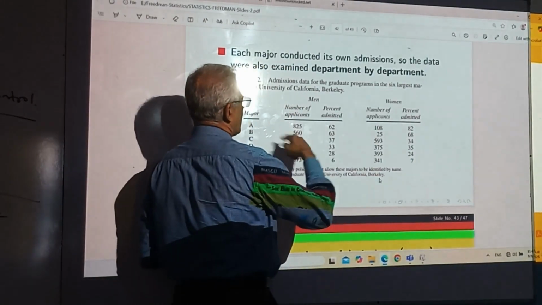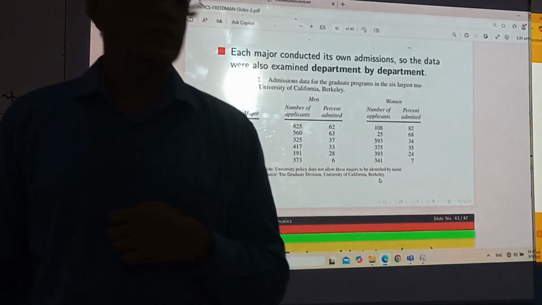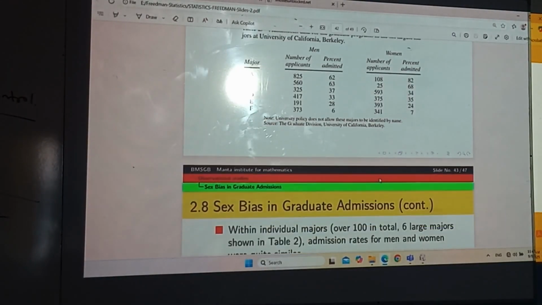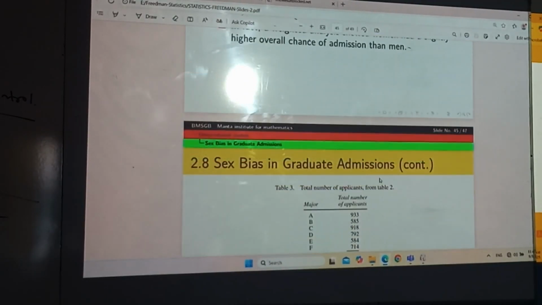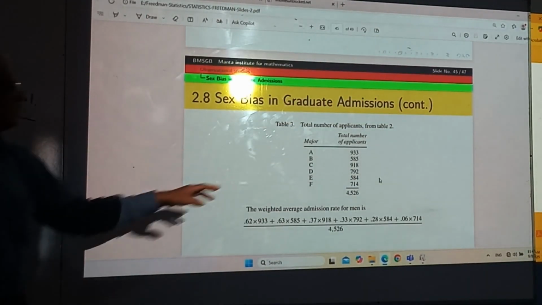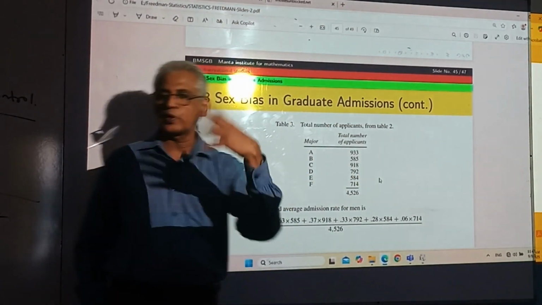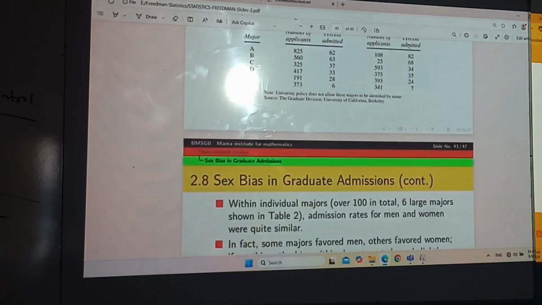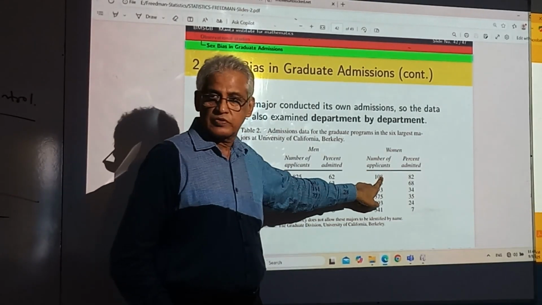For example, here you have to find out something called the weighted proportion. So make the calculation. Within each department, you have the proportion. Then you can look at the weighted, right? So, for example, here, in department A, the total number of people who came for the interview was 933. Out of that, this many males were selected, this many females were selected.